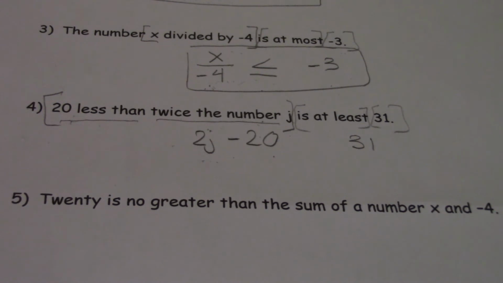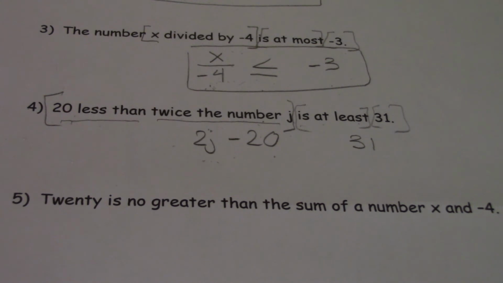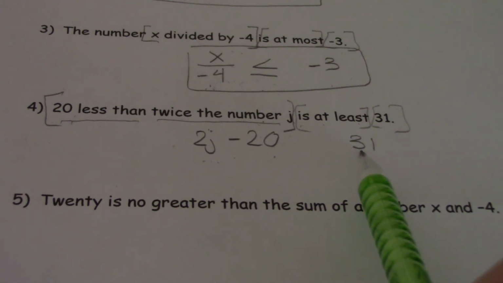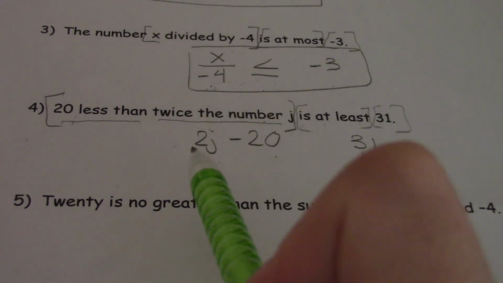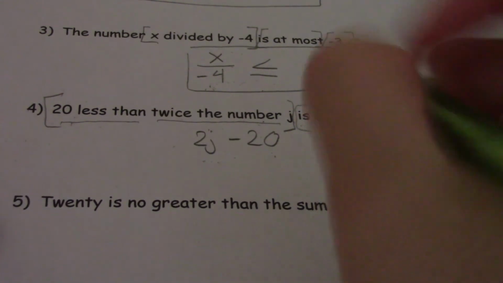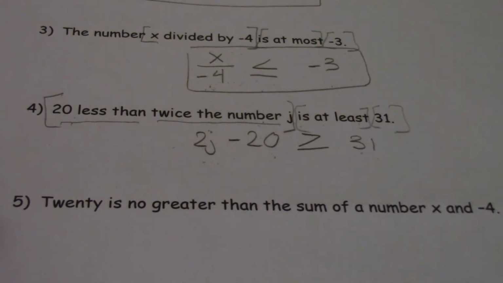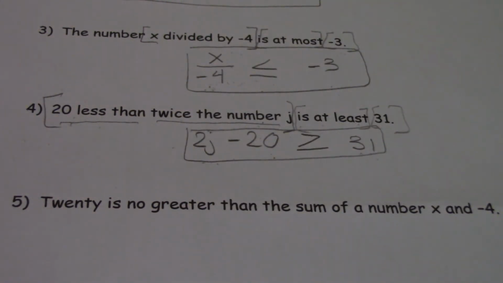Now I just have to figure out my inequality symbol. The key phrase here is at least. At least lets you know that it's going to be either 31 or greater than 31. It's like if I asked you, hey students, you need to do at least 5 problems. That means you can do 5 problems, 6 problems, 7 problems, but you can't do anything less than 5 problems. Same thing here. If 2j minus 20 is at least 31, it's got to be either equal to 31 or greater than 31. So you need a greater than or equal to symbol. So 2j minus 20 is greater than or equal to 31, and that's my final answer for that part.